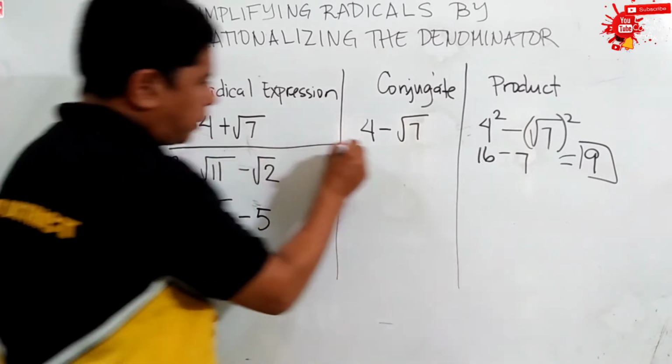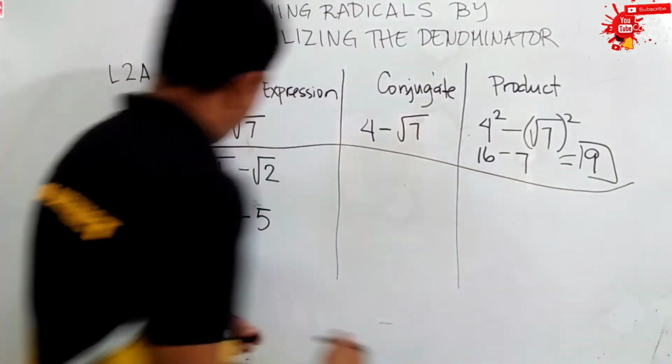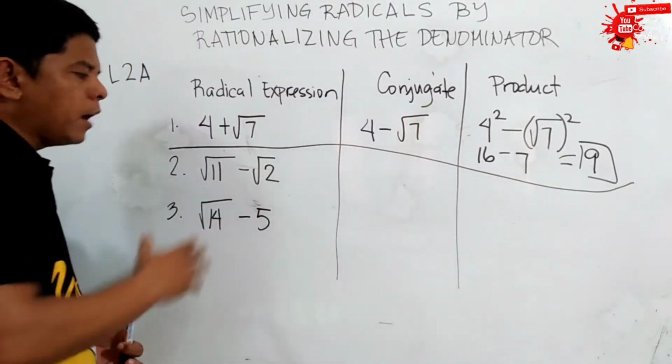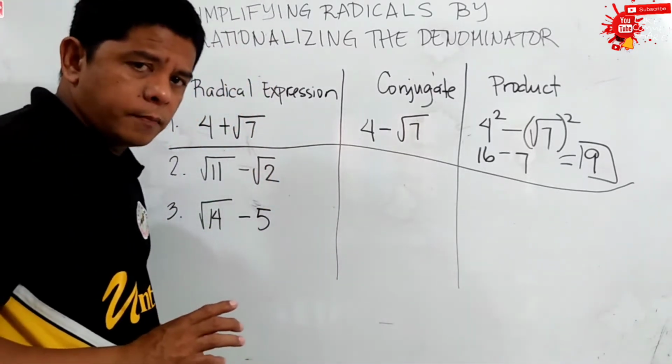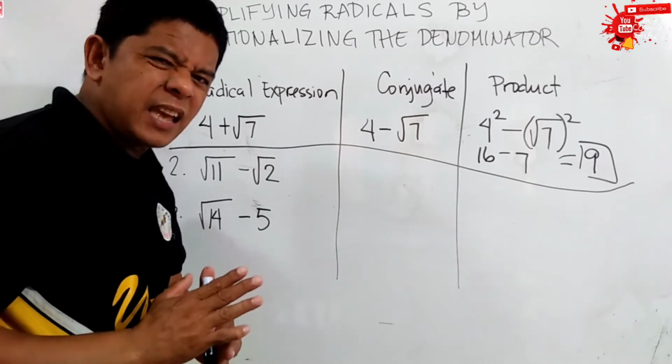Lagyan natin ng guhit para hindi kayo malito. Square root of 11 minus square root of 2. So, ano yung ka-conjugate niyan? Para lang din yan tsinelas.